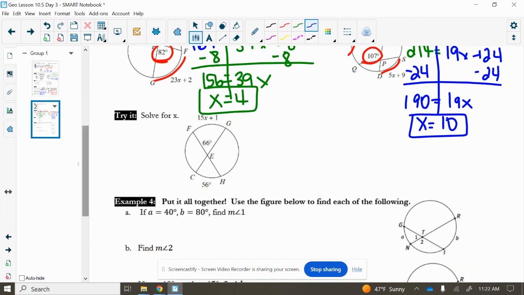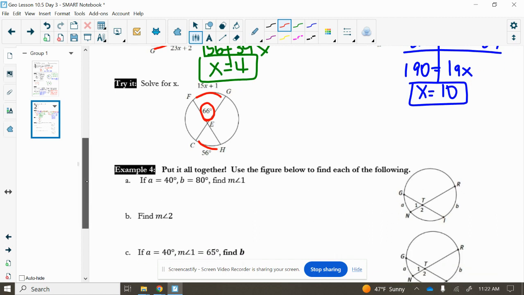There is a you try example this time. You are given our angle inside is 66, and you want to solve for x given those arc measures.